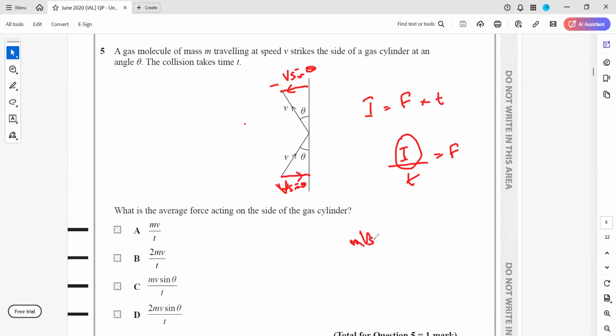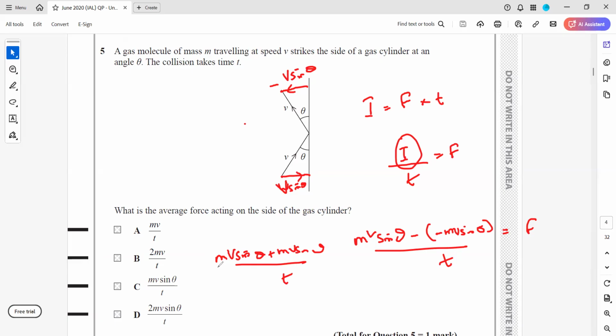So mv sine theta minus, and then minus mv sine theta, if this is positive. Why? Because it is in the opposite direction, this one, divided by time. So when we simplify, it will become mv sine theta plus mv sine theta, divided by t. So 2mv sine theta divided by t, so it matches with option D. Is it clear?